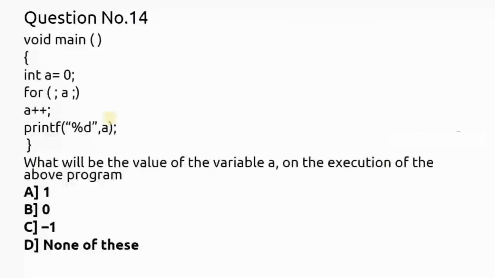Now coming to question number 14. int A equals 0. So for the for loop, the initial value of A is 0. Now here a condition has to be there. The syntax of the for loop is initialization, then condition, then either increment or decrement. Now if you see here, initialization A equals 0, and here A is there. So we need to see this A as the condition. So what is this condition? If this condition is true, it has to execute the for loop block.